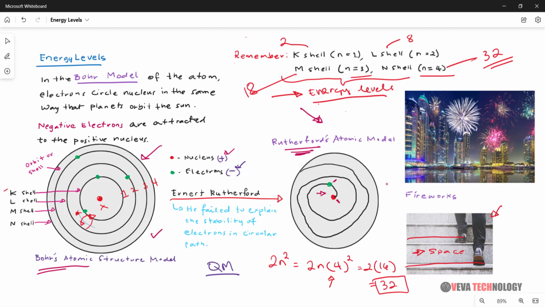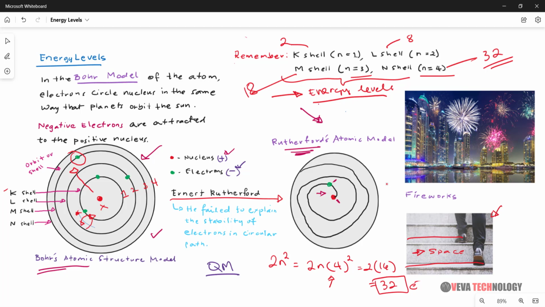Also keep in mind that the further the electron goes away from the nucleus, the more energy it takes. This electron here in the M shell has a higher energy since it requires more effort to pull the electron a greater distance from the nucleus. So it requires more energy as it is further away from the nucleus.